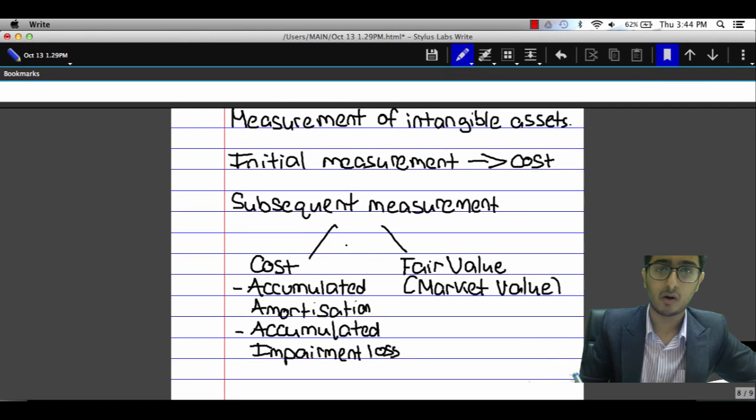Okay, so let me just review what I said. Initially, we always have to value our intangible assets at cost. But in the following years, we have an option to either value it at cost minus accumulated amortization minus accumulated impairment loss. This is what we call the cost model. Or we use the fair value model, which is we will base the value of the asset on the market value. Now, if you want to base it on the market value or on the fair value, you must ensure that all your intangible assets are also based on this value.